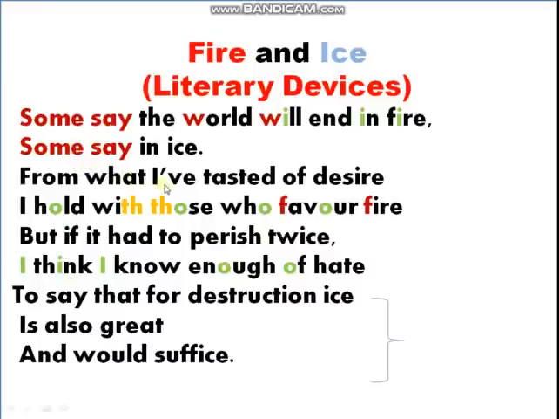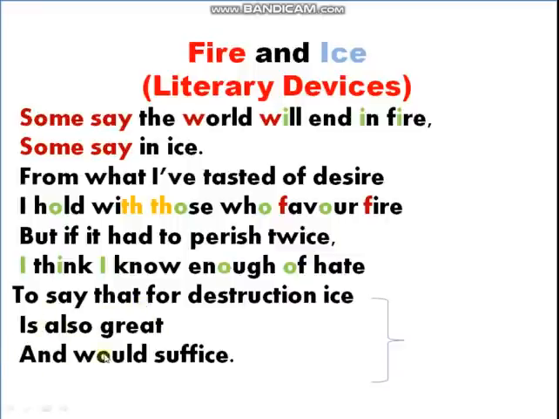Another device used in this poem is alliteration. Alliteration is the occurrence of the same consonant letter or sound at the beginning of adjacent or closely connected words. So here these words are "some say," "world will," and "favor fire." So here we can see the use of alliteration.